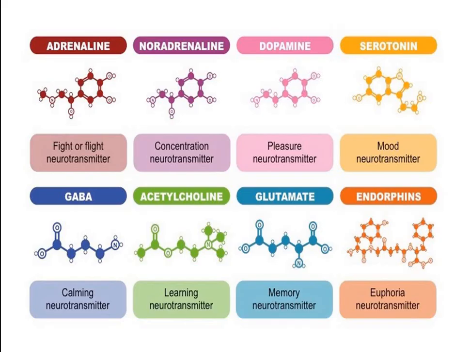So these are all the classified neurotransmitters like adrenaline, noradrenaline, dopamine, serotonin, GABA, acetylcholine, glutamine, endorphin. The specific functions are also there.